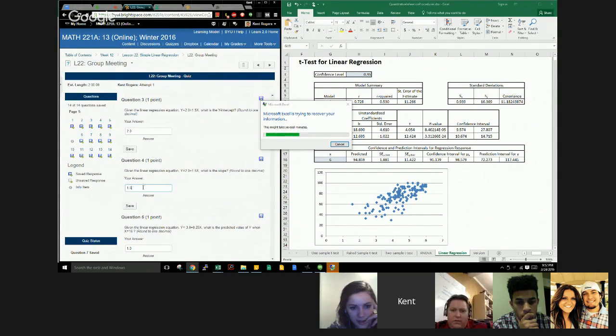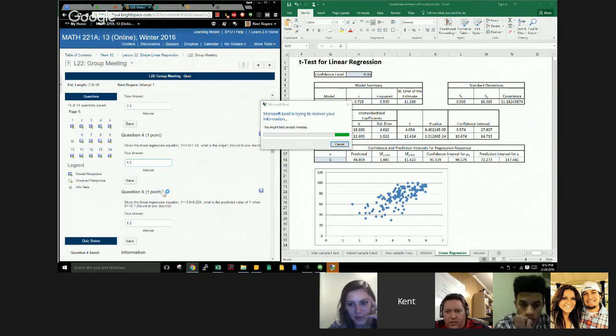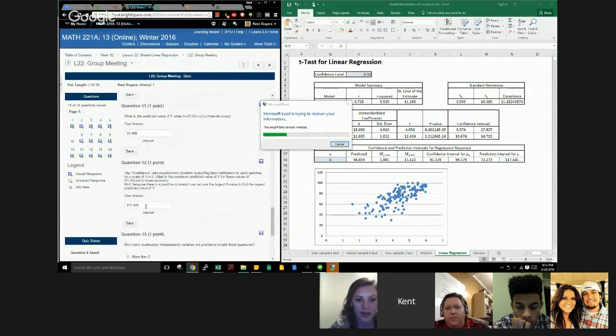Did you put 1.5? They said the answer is 94.859. Oh, so they didn't use the prediction interval. They just used the predicted y value. For number 12. I guess that's the confidence. That's the interval. That's why, because it asked what the value for y was, and that's a predicted value. The one that we got was the predicted interval value. I guess it's different. I don't know, but that's the range of them.